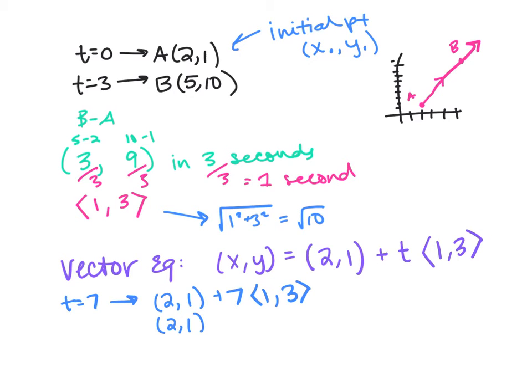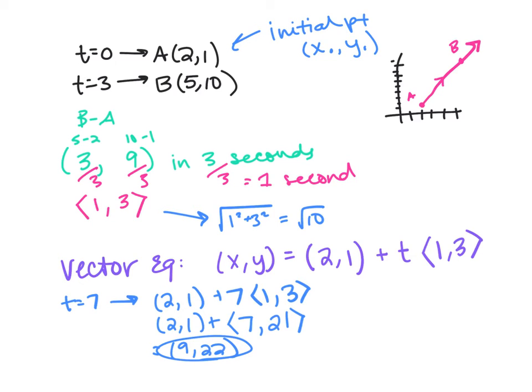So 2, 1 plus 7, 21. Essentially what that means is after 7 seconds, we know the point will move 7 horizontally, 21 vertically. But then we know it started at 2, 1, so we have to add that to it. 2 plus 7 is 9. 1 plus 21 is 22. So that's where the point will be after 7 seconds.